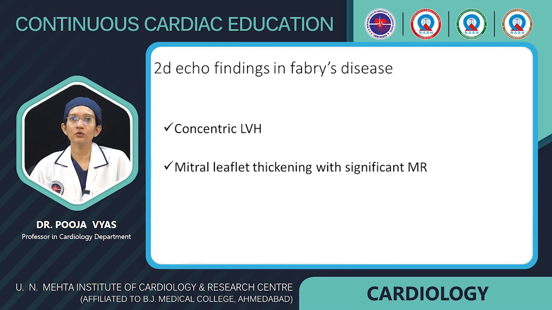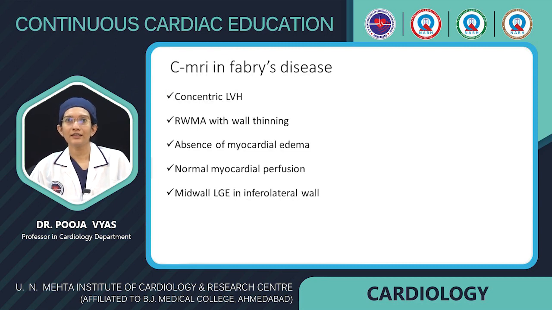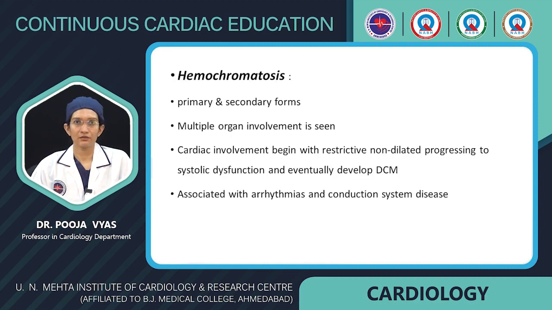Typical echocardiographic findings are concentric LVH, and there will be mitral wall thickening with significant MR. On cardiac MRI, the typical finding of Fabry's disease will be concentric LVH. There may be RWMA with wall thinning and absence of myocardial edema, normal myocardial perfusion, and mid-wall late gadolinium enhancement in inferolateral walls. Next is hemochromatosis.